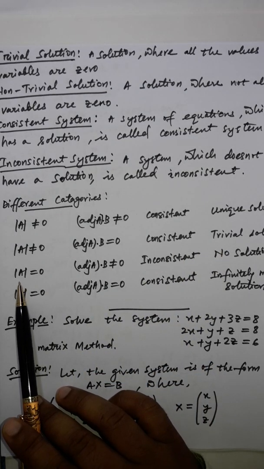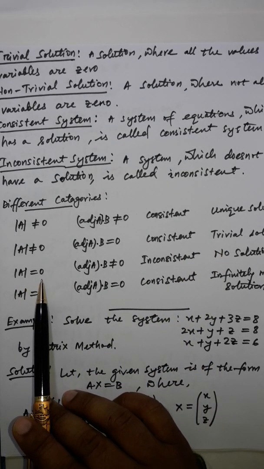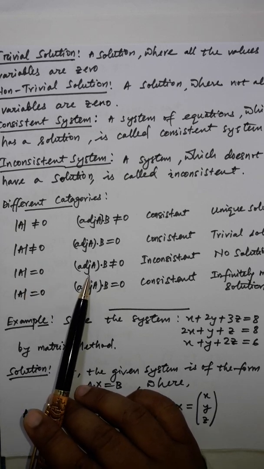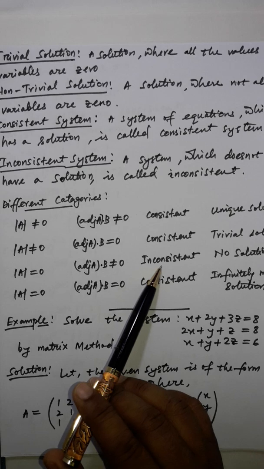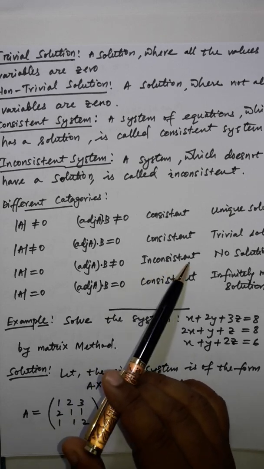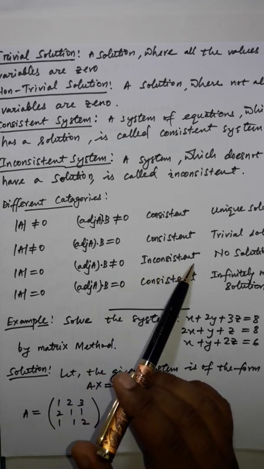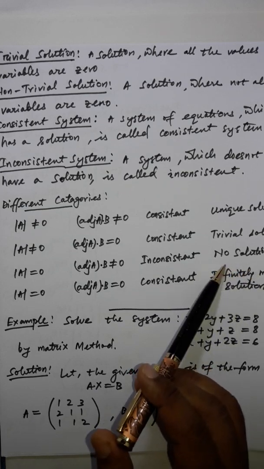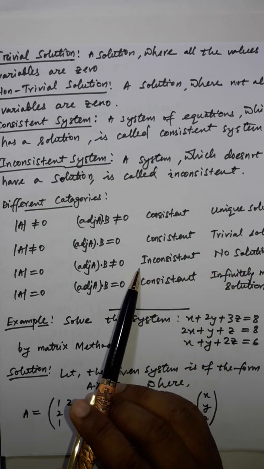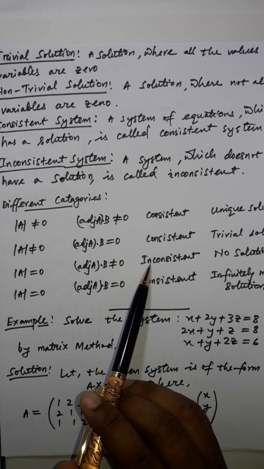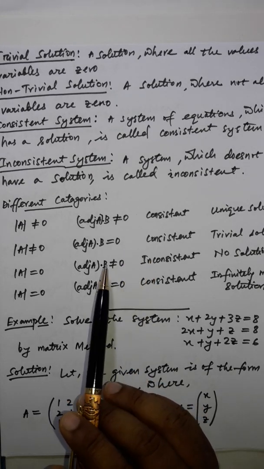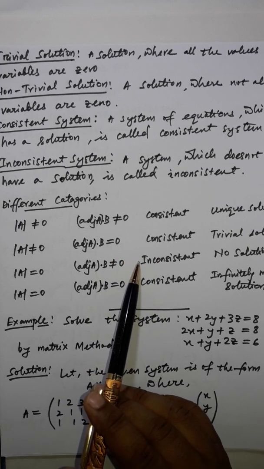The third case says if the determinant of the body matrix A is 0 and the product of the adjoint of A with B is not a 0 matrix, then in this case the system is inconsistent. Inconsistent means you will get no solution. So this is the one and only case where the system will be inconsistent and there will be no solution. In all the other 3 cases you will get some solutions, but here you will not get a solution.